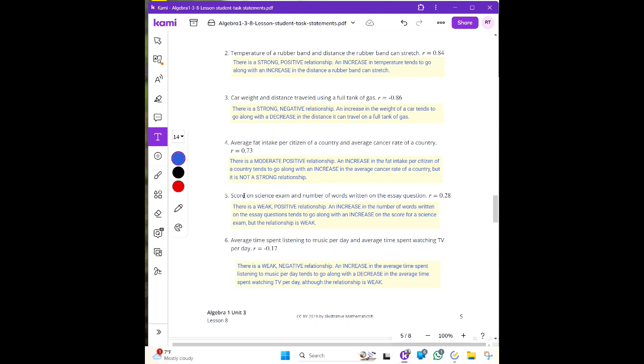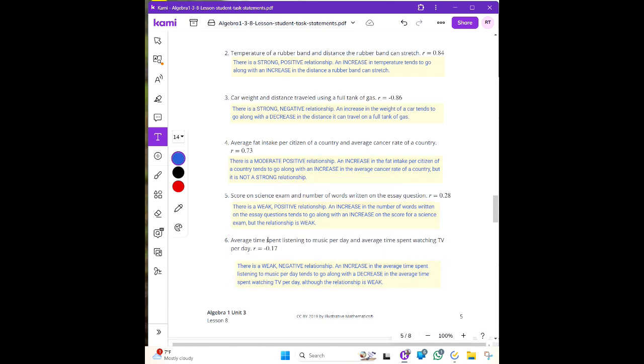For number five, score on a science exam and number of words written on the essay question. Okay, there's a weak positive relationship. So an increase in the number of words written on the essay questions tends to go along with an increase on the score for a science exam. But the relationship is weak. So let's say you write a whole bunch of words, but you don't understand the concept, or maybe you understand the concept and write a lot of words, but multiple choice and those types of problems, you answer them wrong. Okay, so there is a weak positive relationship. So there is a relationship, it's just weak.